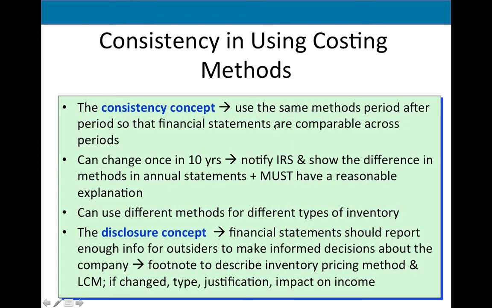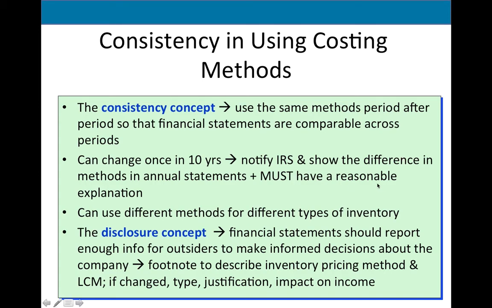Guys, the consistency concept. Can I change the method? Yes, you can, but not more often than once in 10 years. So companies are required by GAAP to consistently use the same inventory method from period to period. And if you decide to change it, you have to notify the IRS, and you have to recalculate the difference in methods in your annual statement from the beginning of the company. If your company has been in existence for 100 years, you have to recalculate all your incomes. You were using FIFO, now you're using LIFO, and you have to show the difference, add up all those 100 years of net incomes and show the difference.